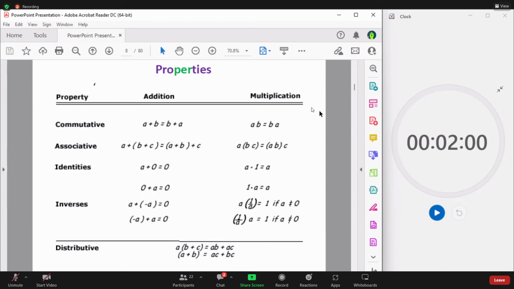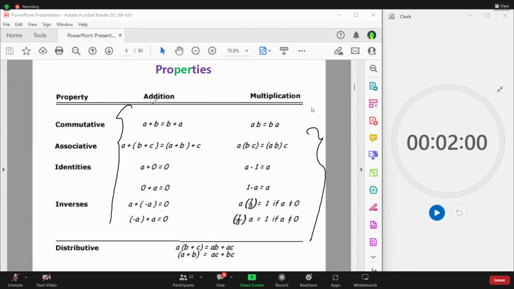Now, these are the properties: the commutative, associative, identities, inverses, and then there is also your distributive property. This is something that we have already studied when we studied integers. There was also another property, which was the closure property. But since we're not talking about integers here, since we are only talking about algebraic expressions, these are the properties that you have to remember.